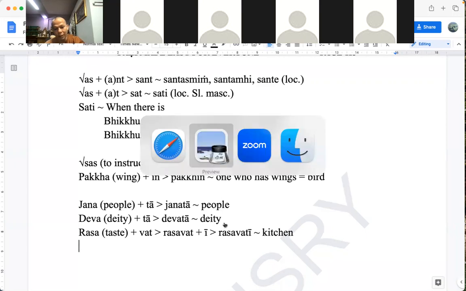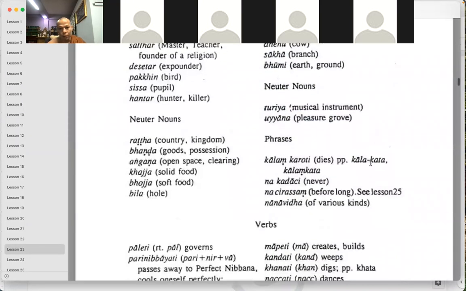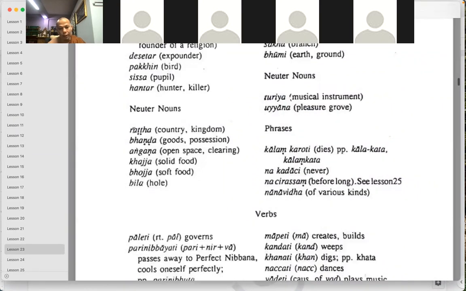So possessive adjective, but using as a noun. And Denu is count, and Saka is branch, and Bhumi earth or ground. Okay, these are feminine nouns. So now neuter nouns. Okay, so Rata means country or kingdom.